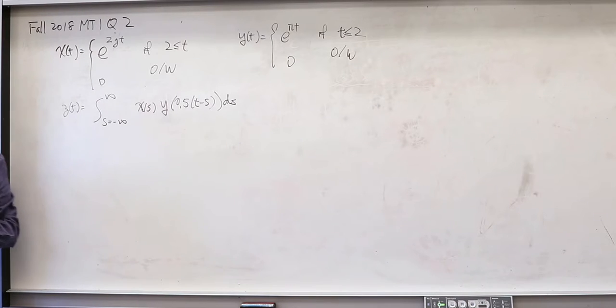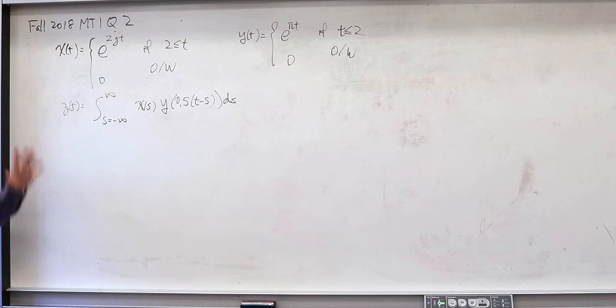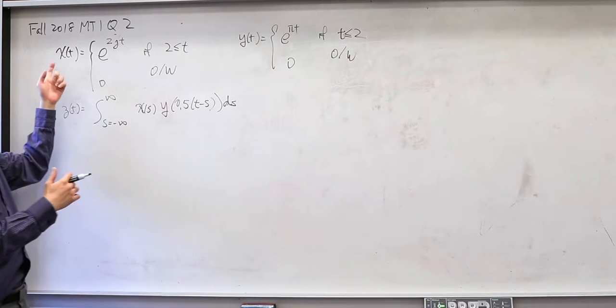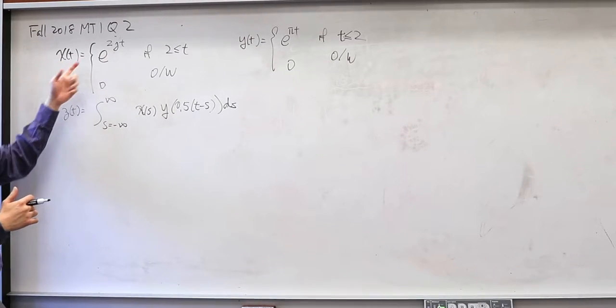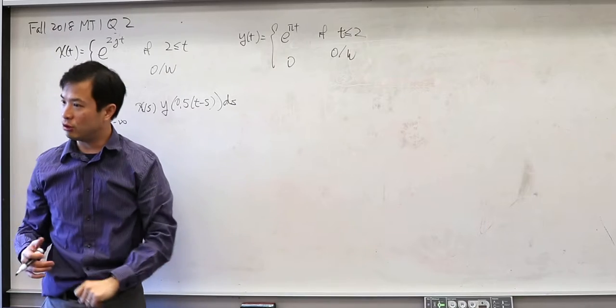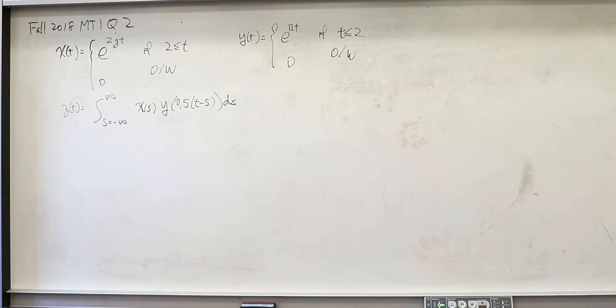The question we are solving here is 2018 midterm 1, question 2. Very similar questions have been examined many times. We have one signal x of t which has two pieces, and another signal y of t which also has two pieces. The question is to find this integration. How do we solve that?